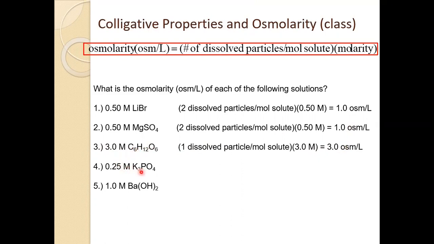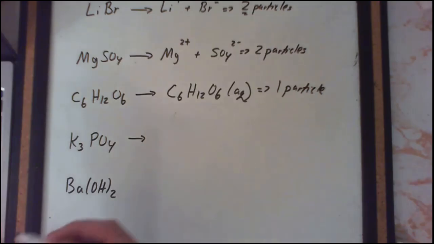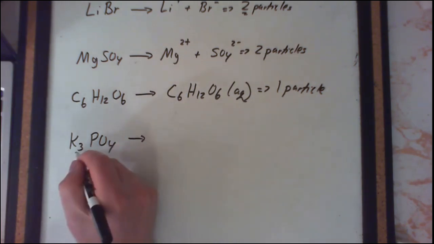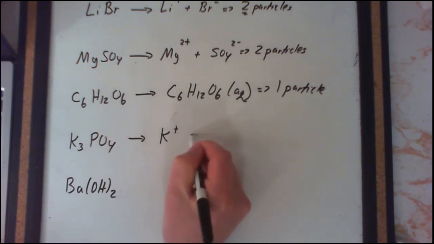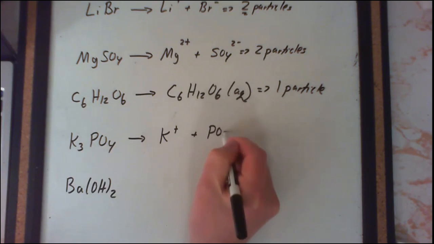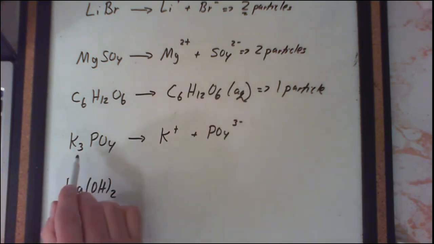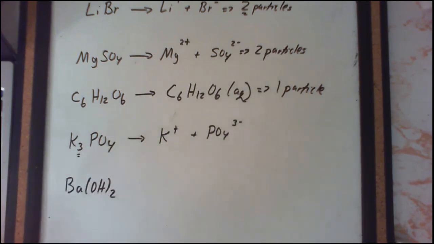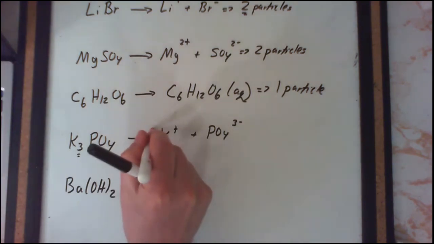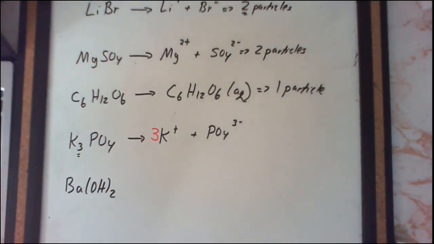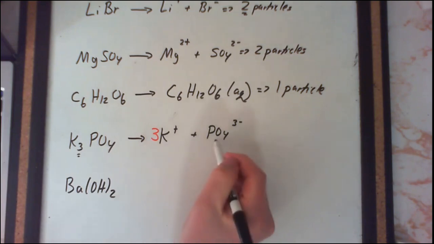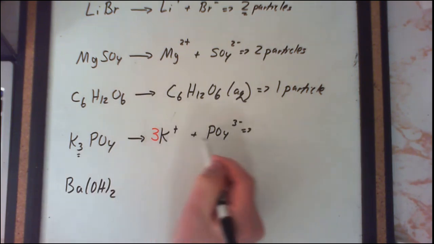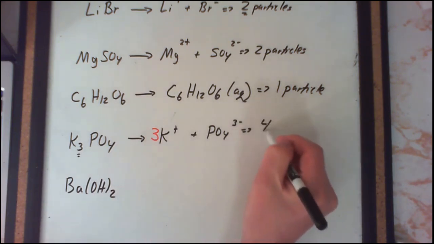Our 4th example is 0.25 molar potassium phosphate. Potassium phosphate is an ionic compound. As such, it's going to break apart into its individual ions. Its cation is potassium. Its anion is phosphate. But notice from the formula that for every 1 phosphate that's produced, it also produces 3 potassium ions. So in order to have a balanced equation, we have to indicate that it produces 3 potassium ions and 1 phosphate ion. In total, and that's what's important here, 3 potassium ions plus 1 phosphate ion gives a total of 4 particles.